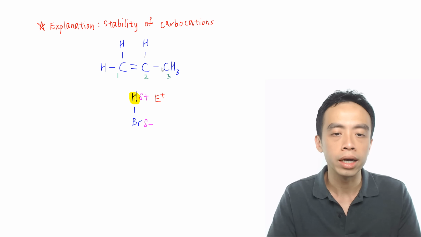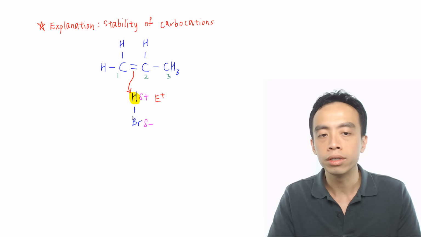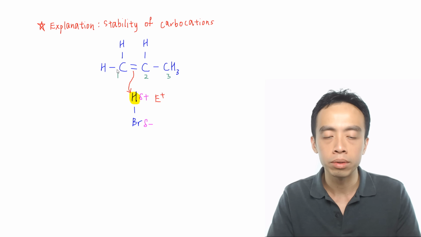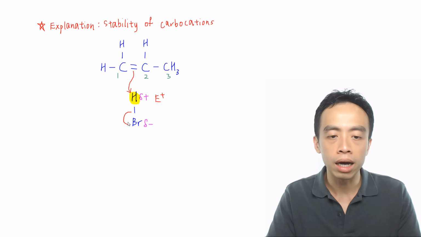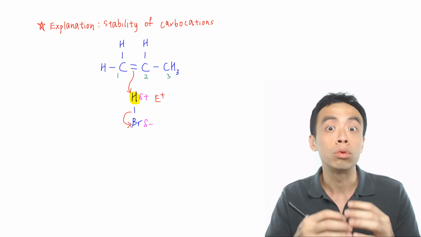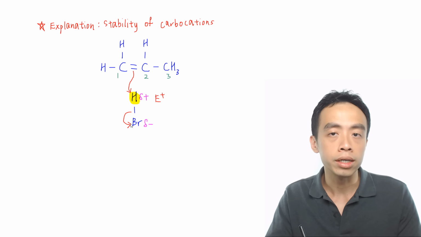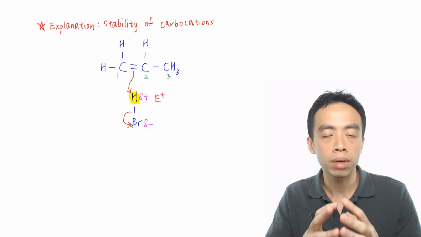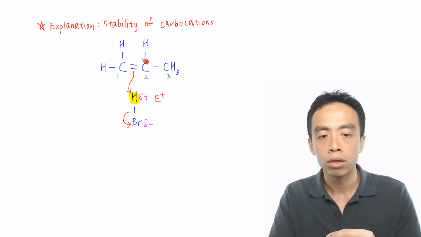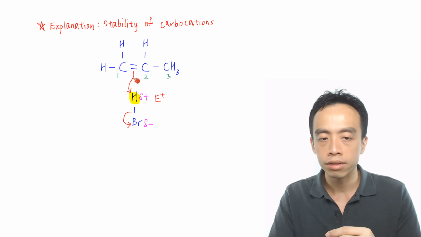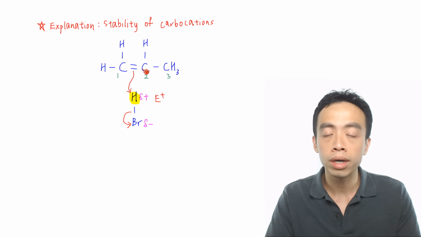So when we draw the arrow pushing, I just draw an arrow from my double bond, pointing to my hydrogen. So one of the carbons, either carbon 1 or carbon 2, will attack the hydrogen, and this HBr bond will break, and both electrons will go to Br. The consequence of this step is I will form a carbocation, but because my carbon 1 and carbon 2 are different, when hydrogen is joined to carbon 1 versus when hydrogen is joined to carbon 2, I'll end up with two different carbocation intermediates.